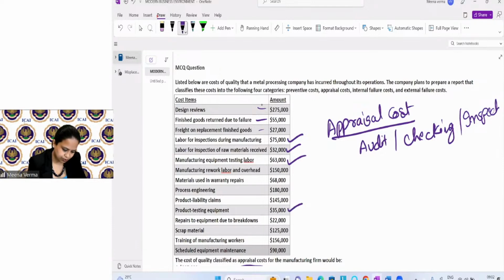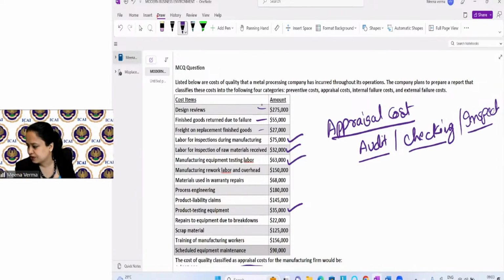Product testing equipment will come here. Right? That's it. If you add them, you will get the answer. These are all appraisal related costs. If you want, I can give you the explanation of the others also, but these are your appraisal costs. Just remember, appraisal means it is related to auditing, checking, or inspection.